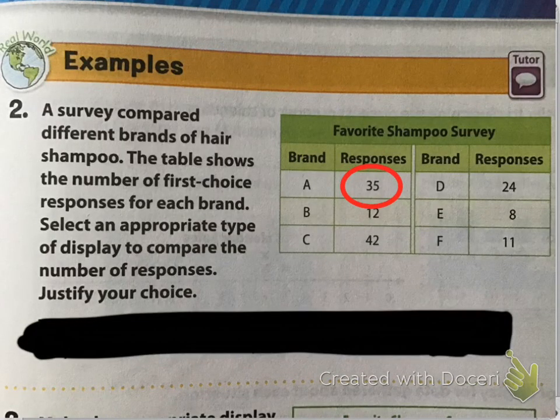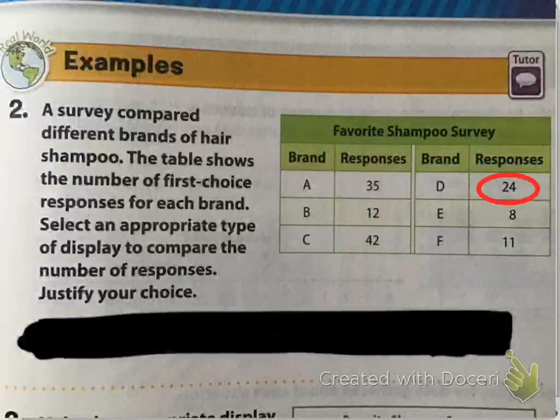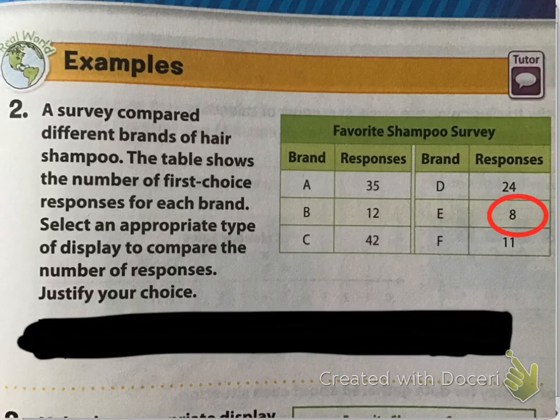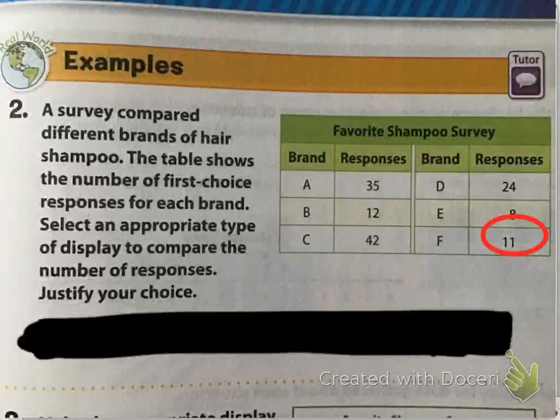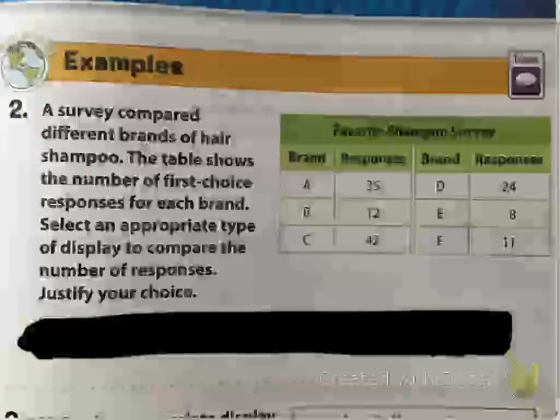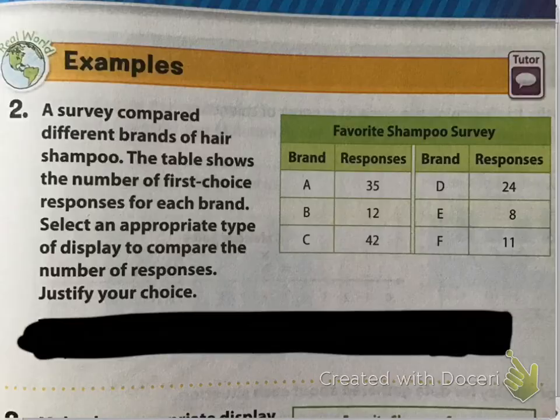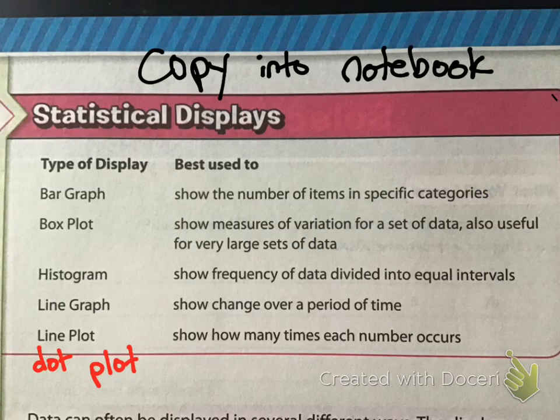So, 35 people said they liked brand A the most. 12 said they liked brand B. 42 said they liked C. 24 said they liked D. 8 said they liked E. And 11 said they liked F. What do you think would be the best type of way to display that data? What do you think would be the easiest way for us to see, the easiest way for us to draw? So again, let's think about these are the graph choices that we have.